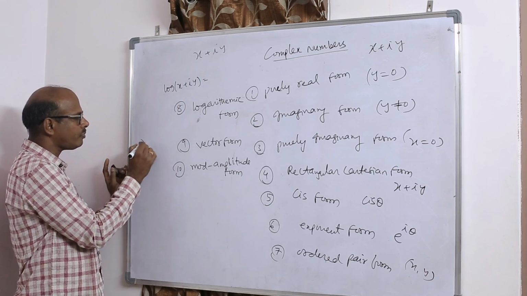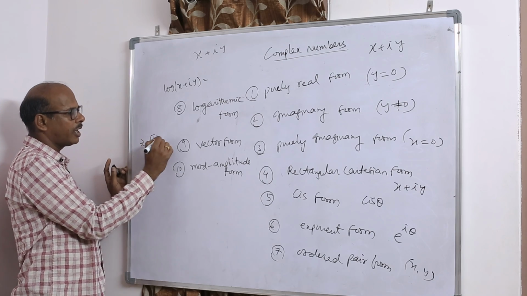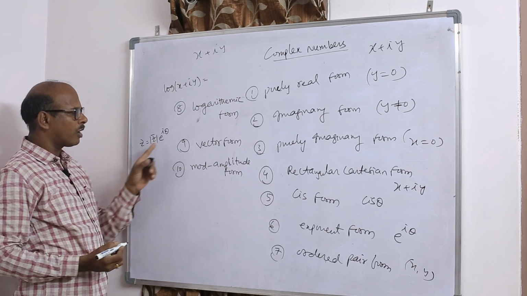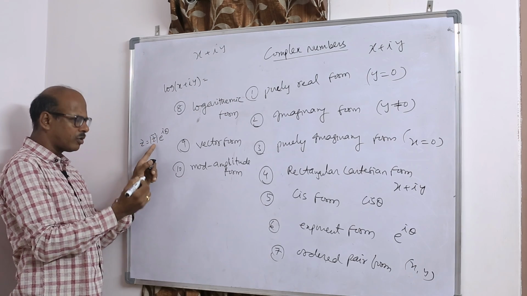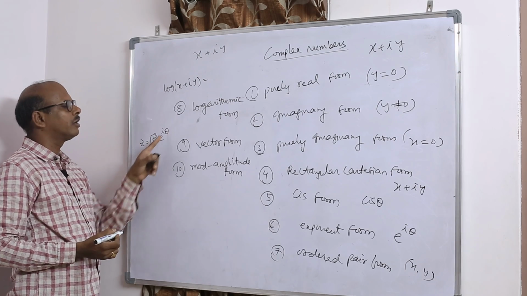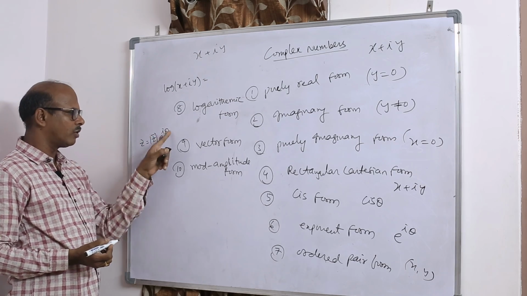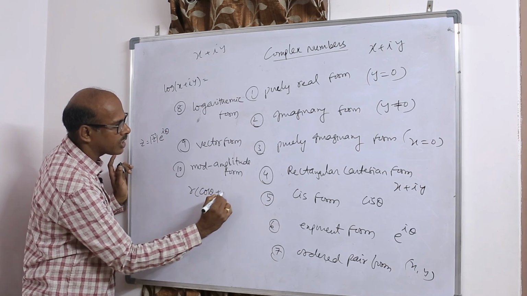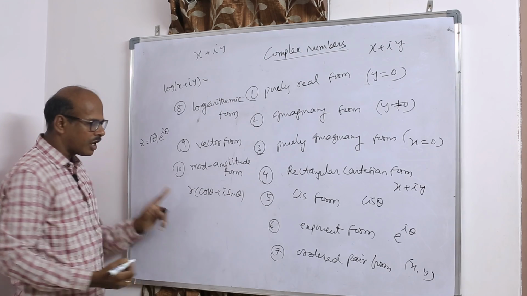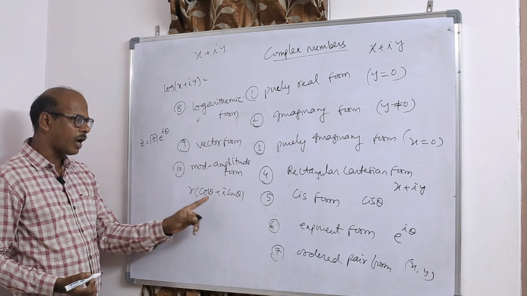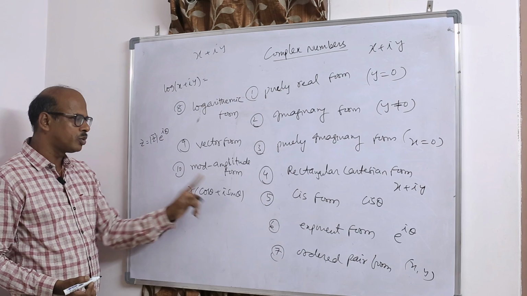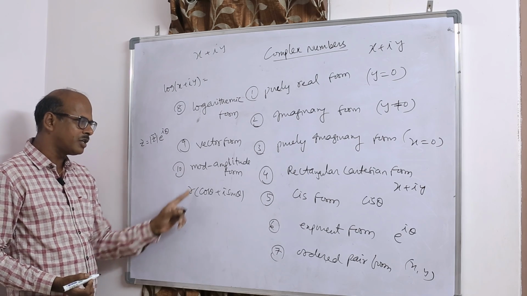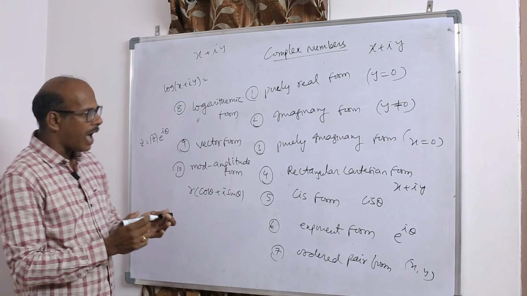Vector form: z is represented by the magnitude of the vector, z bar, and theta is the vectorial angle. Mod amplitude form: r of cos theta plus i sin theta, where r is the modulus and theta is the argument or amplitude. It is called mod amplitude or trigonometric form or polar form.